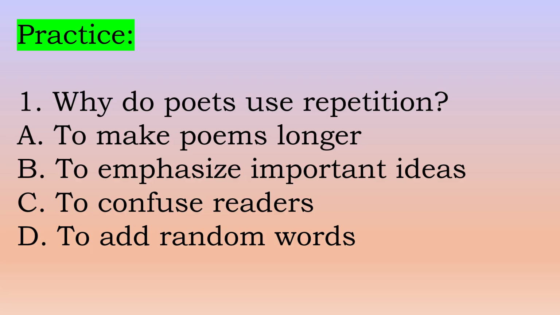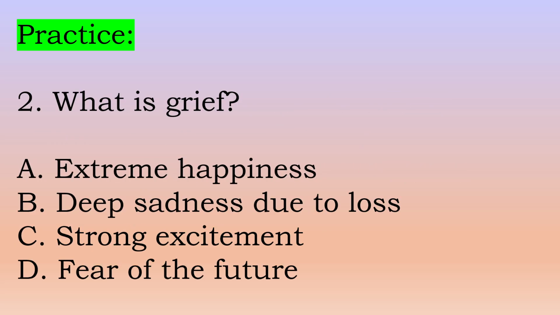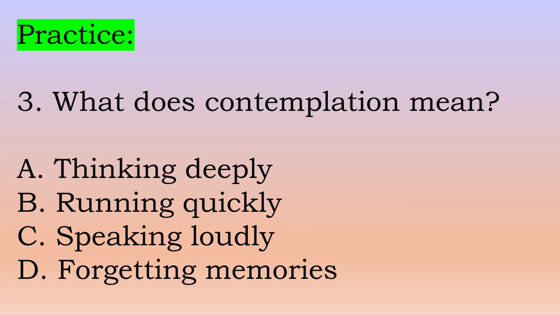So let's practice. Why do poets use repetition? A, B, C, or D? It is B, to emphasize important ideas. What is grief? It is the deep sadness due to loss, which is letter B. And 3, what does contemplation mean? It means to reflect or think deeply. A.